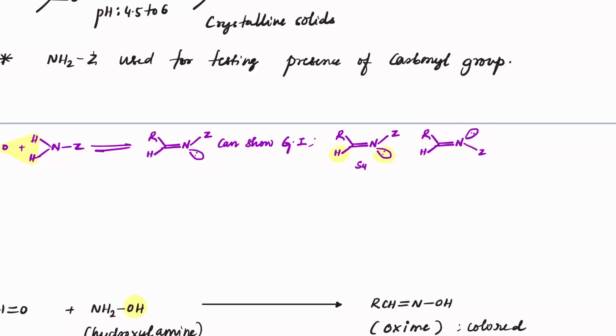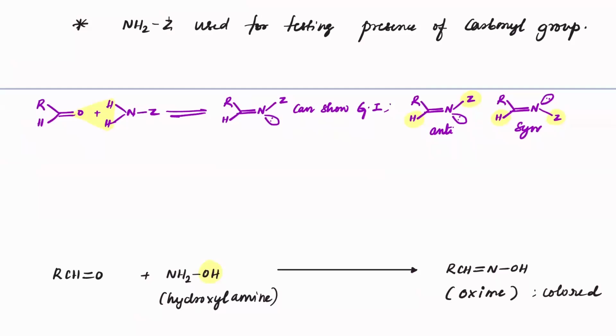Based on this and the Z group, we call it an anti form. And here, H and Z, if they are on the same side, we call it the syn isomer. So syn and anti isomers are possible.